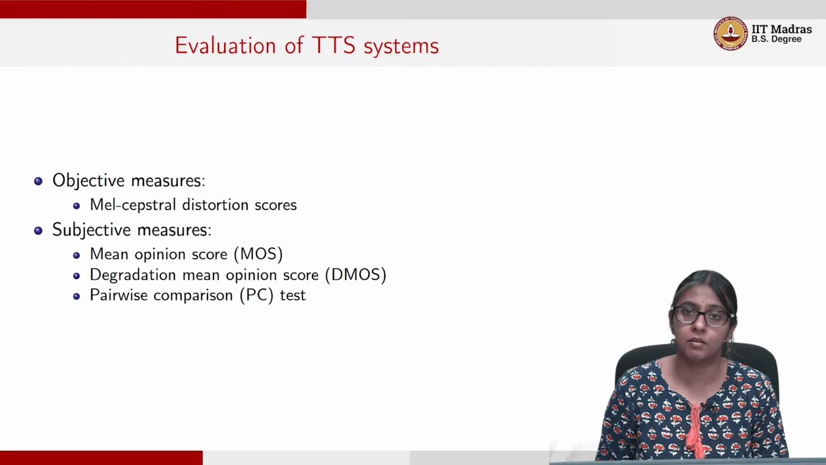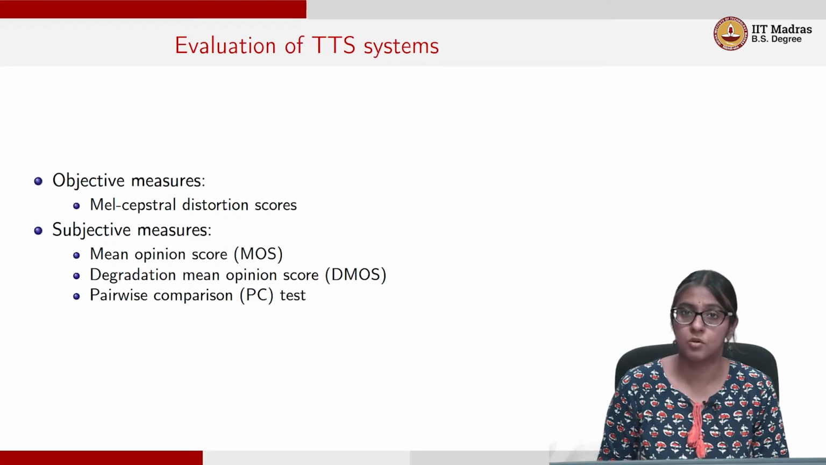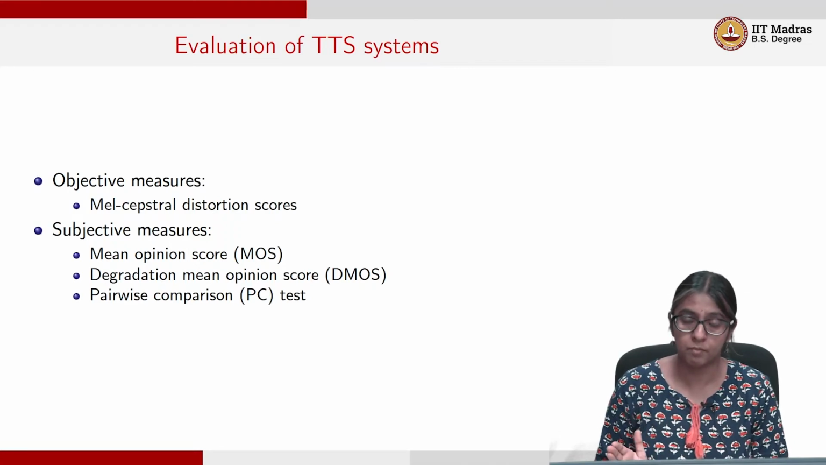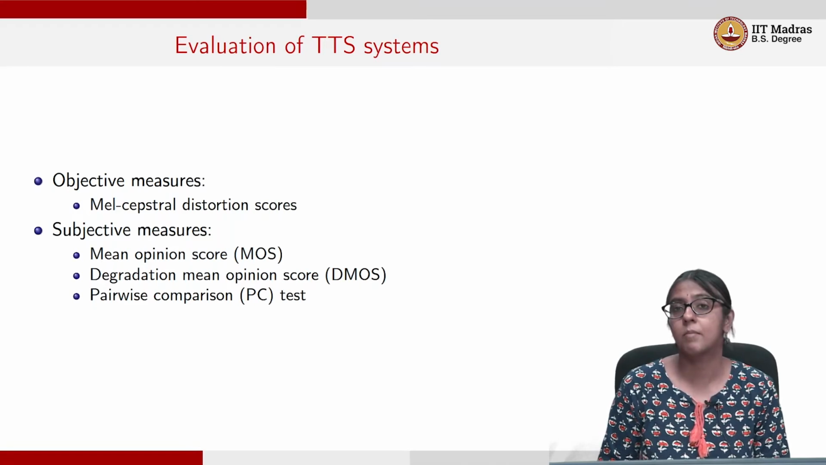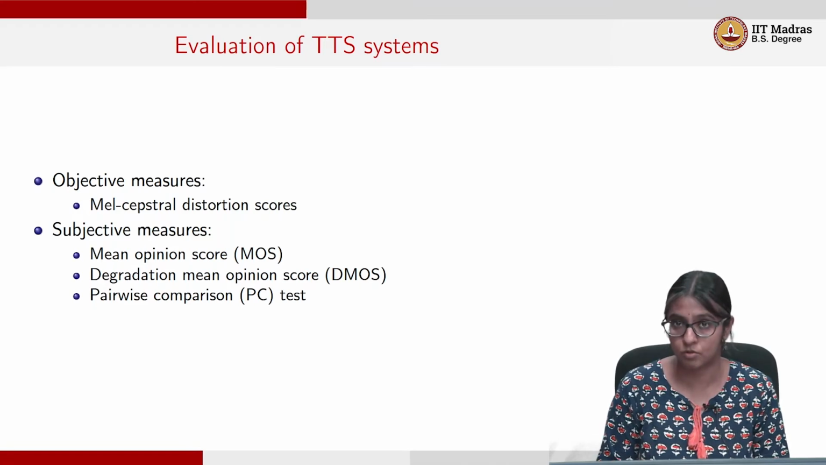One of the measures is Mel-Cepstral Distortion scores. So you get the Mel spectrum across both of them, you align them, and then you can get the mean squared error. So this is the Mel-Cepstral Distortion scores, or MCD scores.